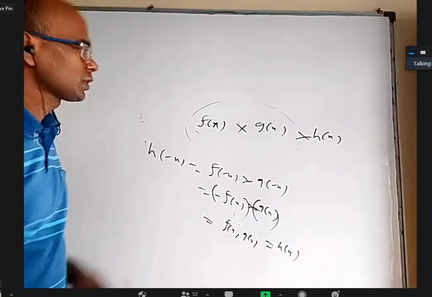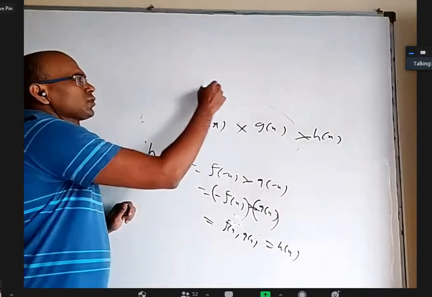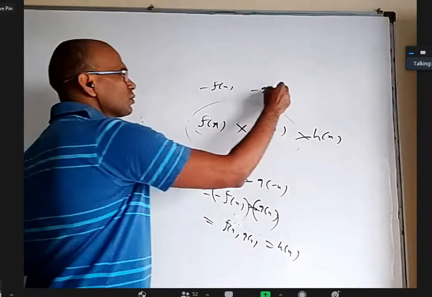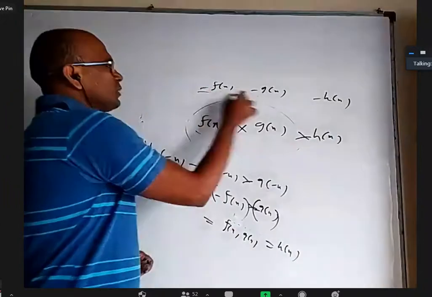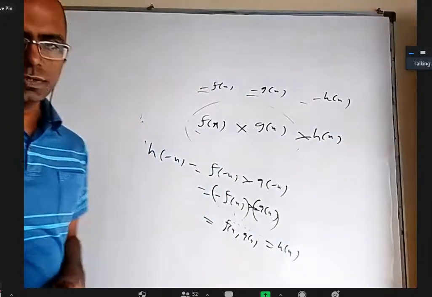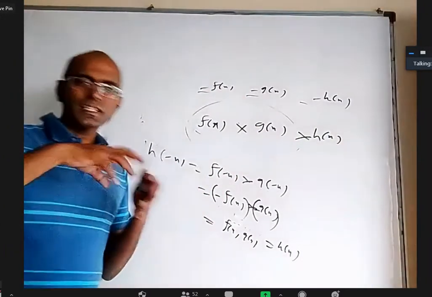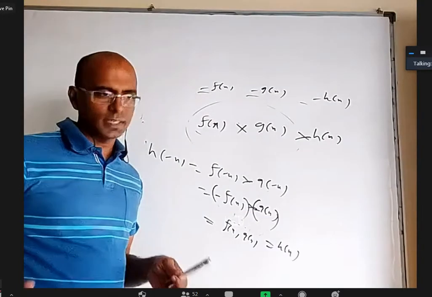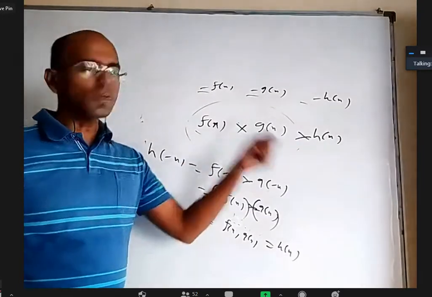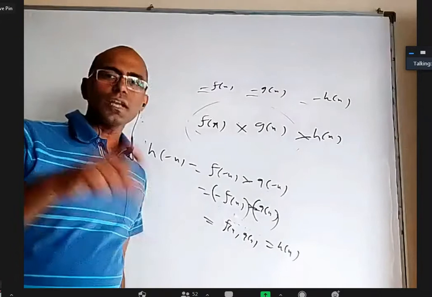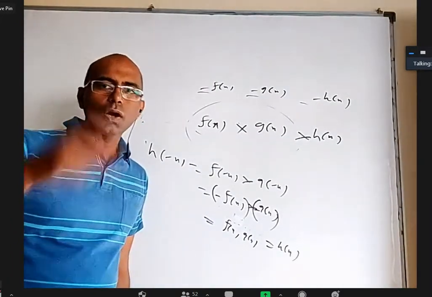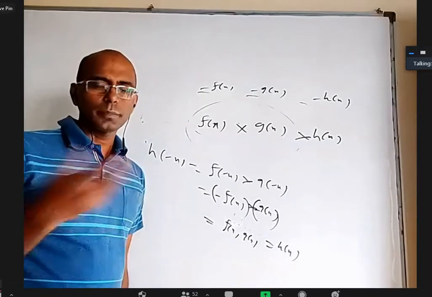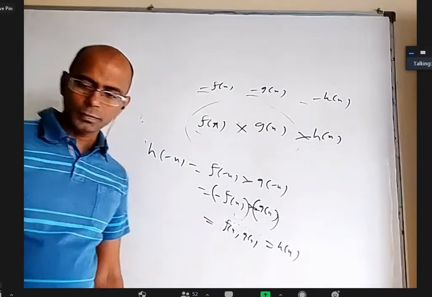Why? Because when you replace x with minus x, this is going to become minus f of x, this is going to be minus g of x, this is going to be minus h of x. When you multiply 3 minuses together, it will give you one single minus. So when you multiply as many even functions as possible, the product is even. But when you multiply odd functions, if you multiply an even number of odd functions, the product is an even function. If you multiply an odd number of odd functions, it will be an odd function, right?